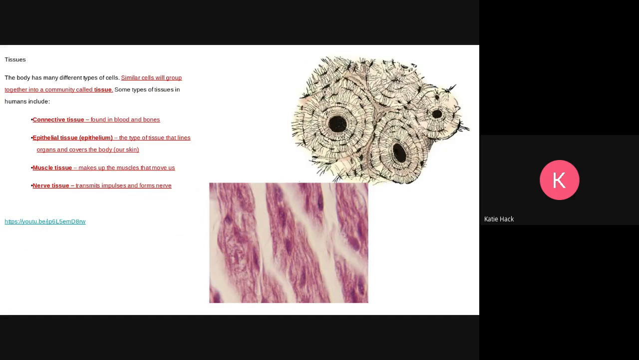Found in blood and bones is connective, right? Okay, and then your epithelial is going to line the organs and cover the outside of the body. So your epithelium. Muscle tissue makes up your muscles, and that's what moves us. And nerve tissue transmits impulses and forms nerves.